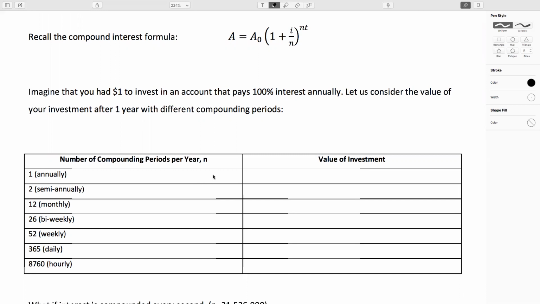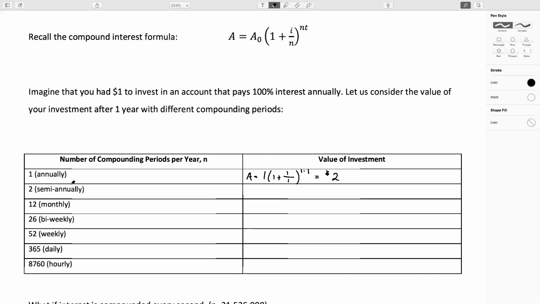If we were compounding annually, we would have the formula A equals $1 times (1 plus I over N). I is 100%, so I is 1, divided by N, which is 1. And this is to the power 1 times T, and 1 year is 1 times 1. This just equals 2. So at the end of 1 year, you have $2. And that makes sense. You started with $1, you got 100% back. $1 plus $1 is 2.